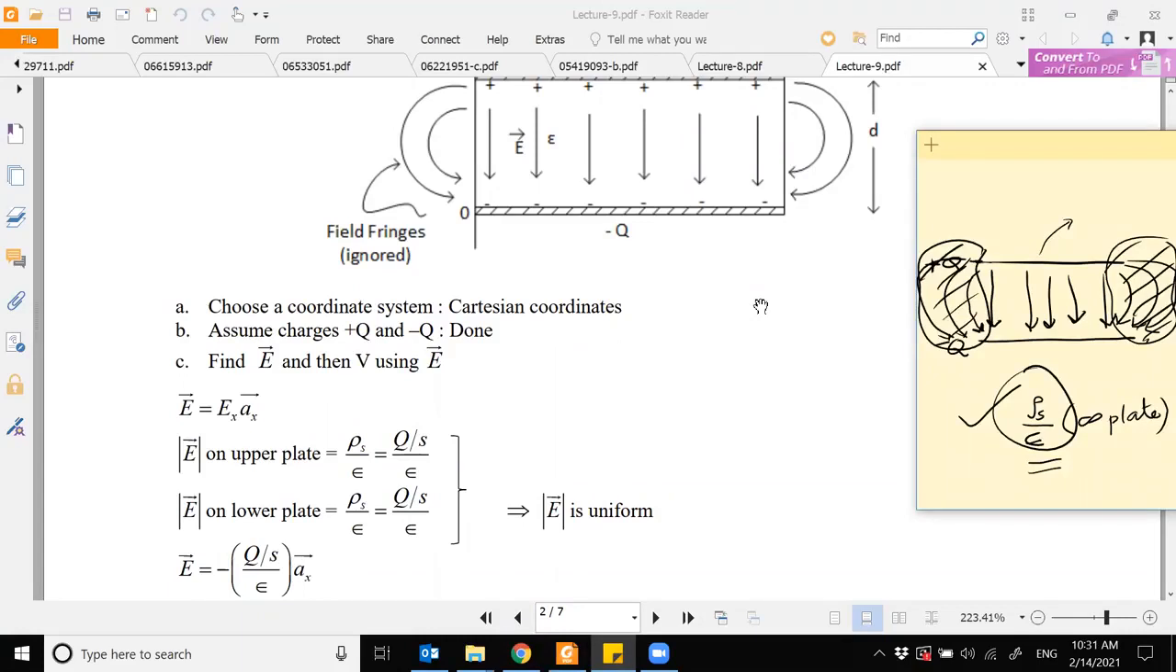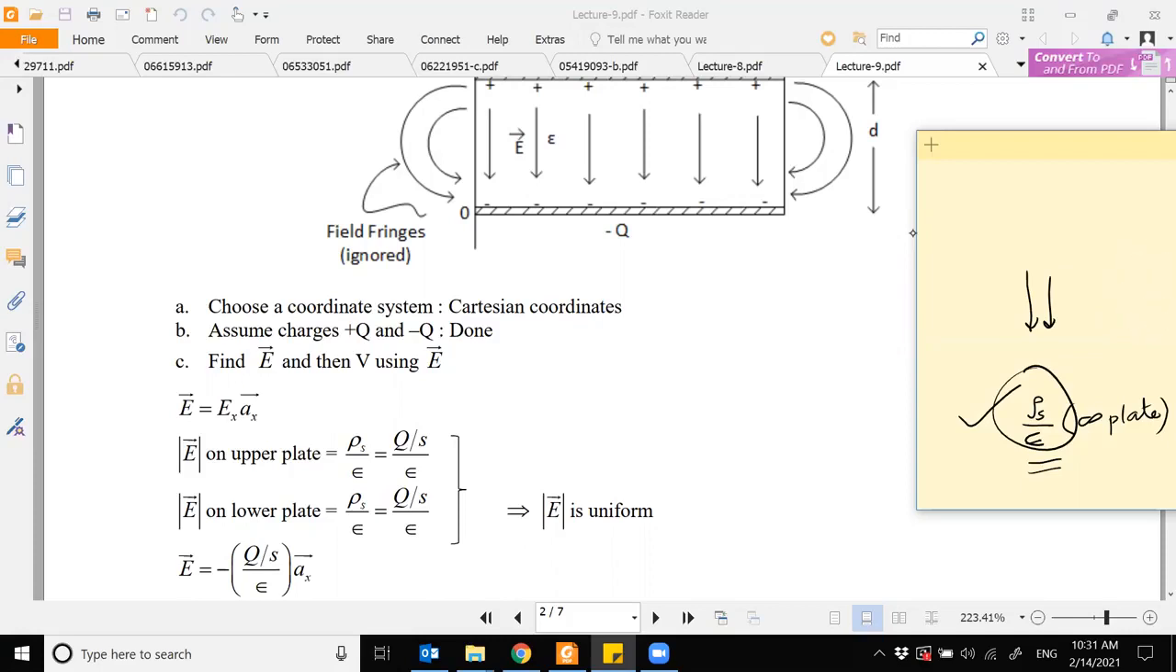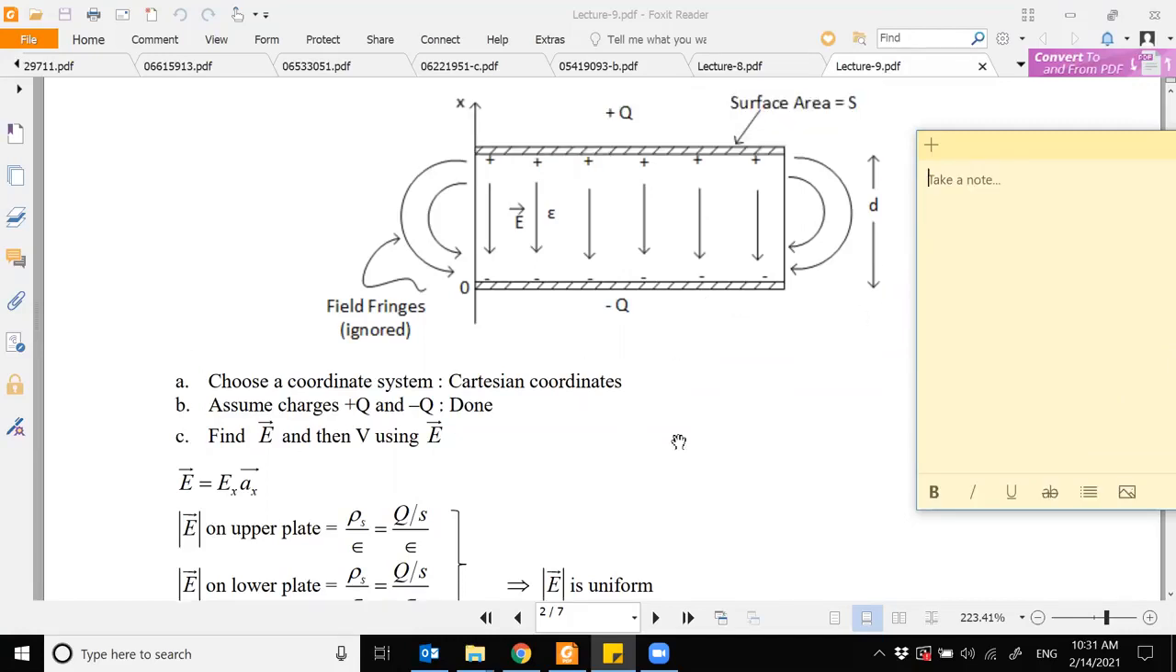So now let's come back to our problem. First we need to choose the coordinate system. Which coordinate system would be the best for our parallel plate capacitor? We know that because those are parallel plates, the most suitable coordinate system is the rectangular, or Cartesian, coordinate system. So I assumed that this is my x-axis, and these are my plates, which are in the YZ plane.